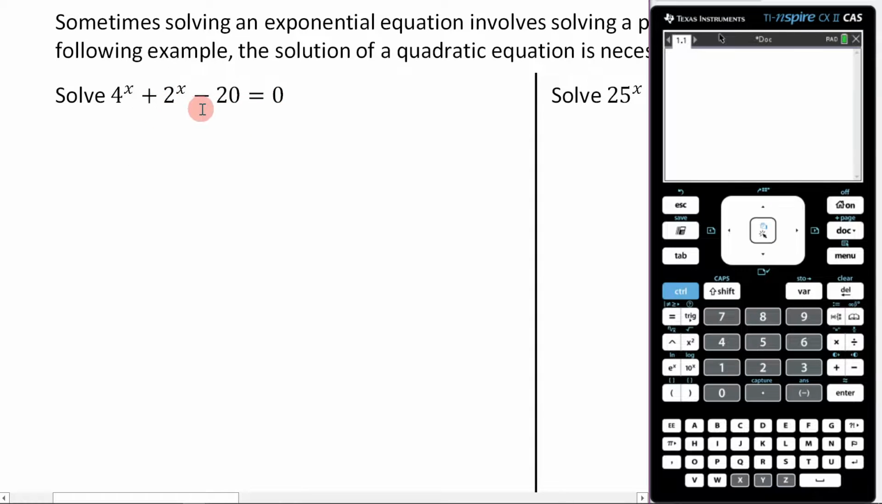And as you can see, it's quite different to what we've previously seen. The first thing that we're going to do is try to make the bases the same where possible. So this 4 is the same thing as 2 squared, right? And I've still got an x there, the x. Plus now this has already got a base of 2, which is great. And then I'm just going to leave this as it is.